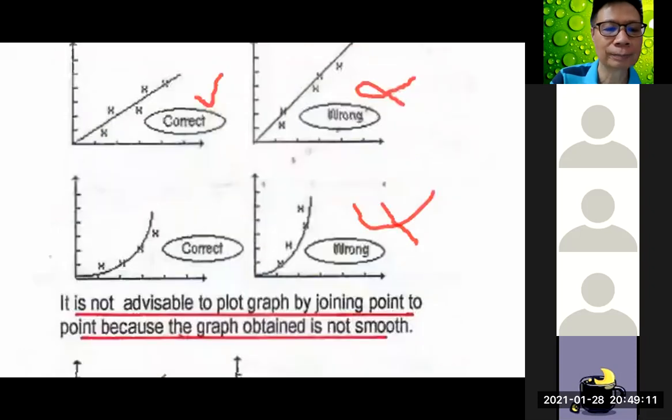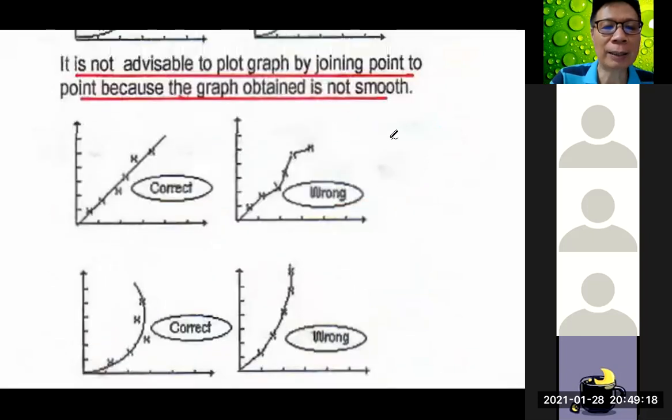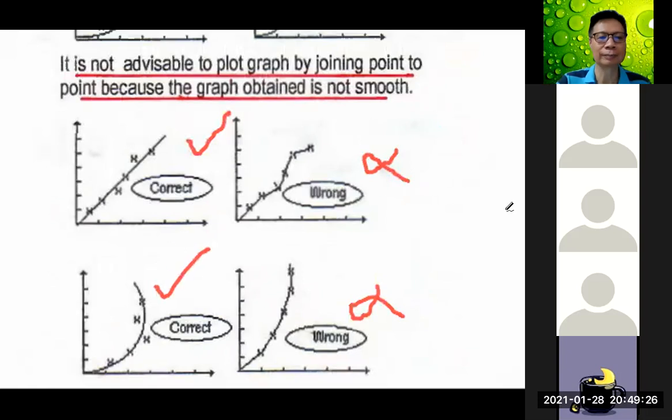The next. What is this? Why is this one wrong? Why is this one correct? Why? Can you tell me why this is wrong? Why?